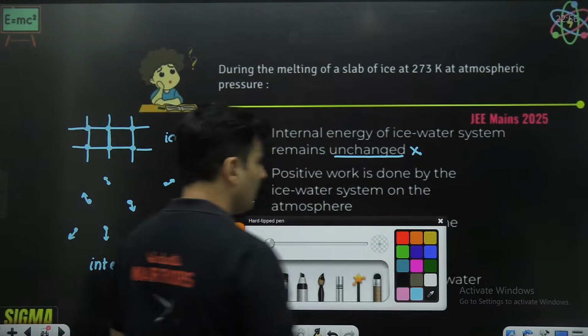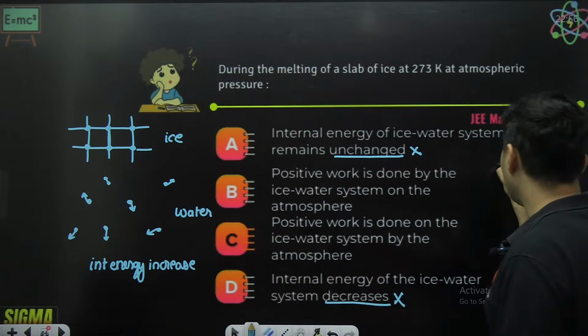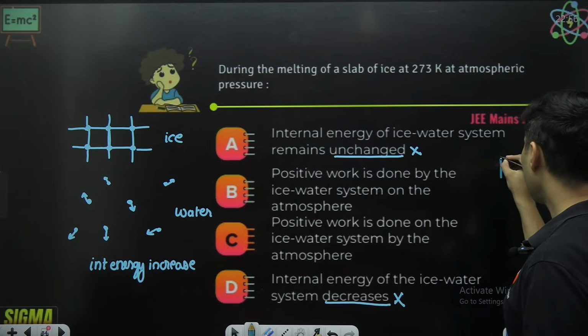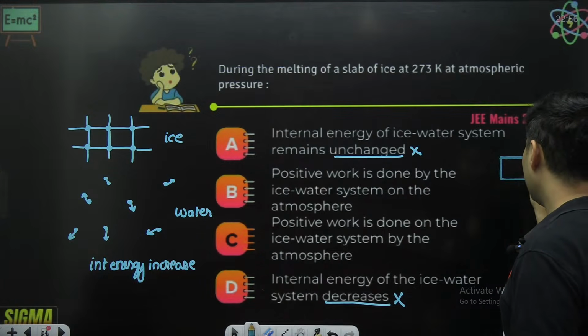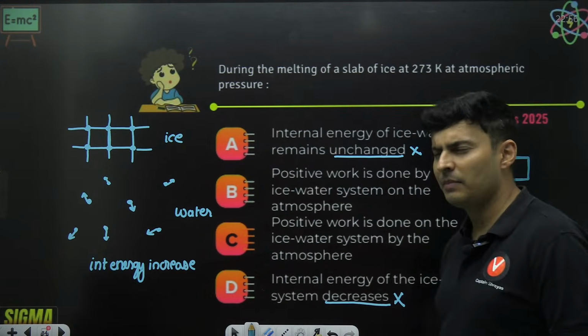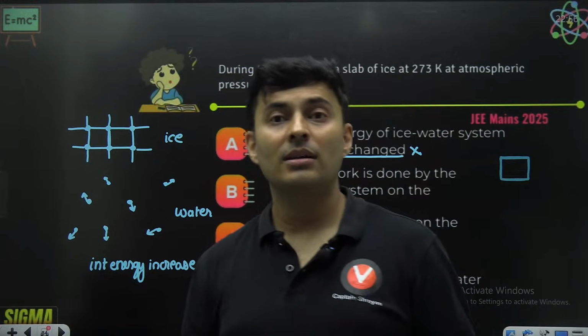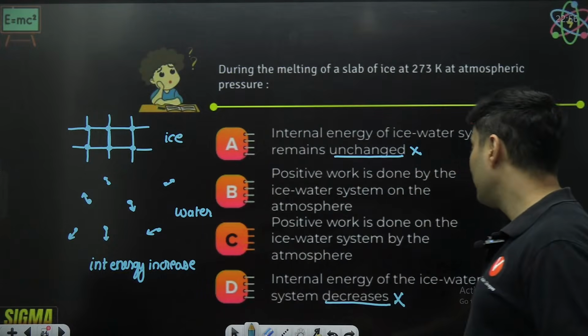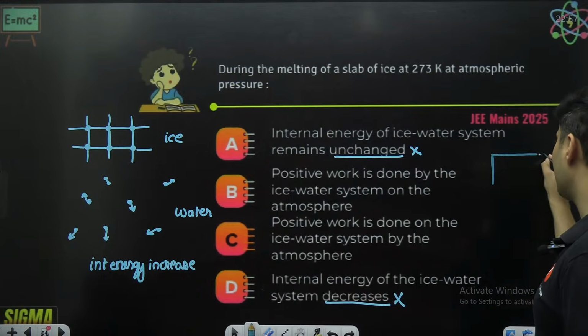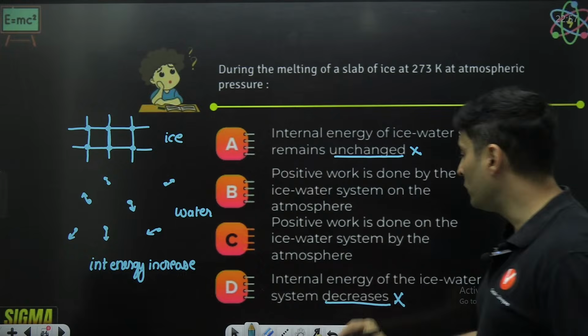Okay, perfect. Now, if you look at ice versus water, ice has a density of 900 kg per meter cube. Water has a slightly higher density. If it is higher density, that means ice occupies more volume.